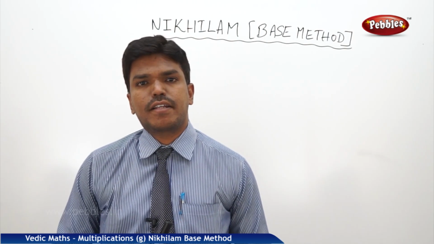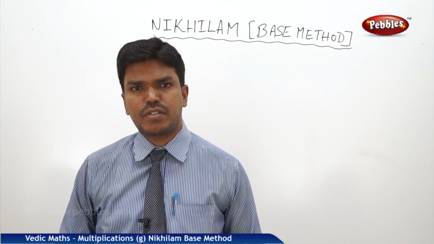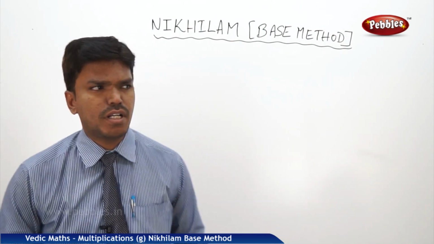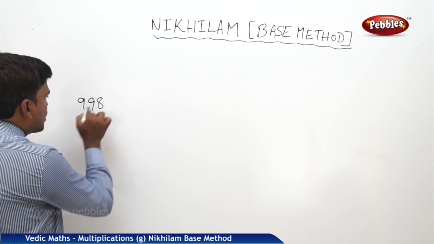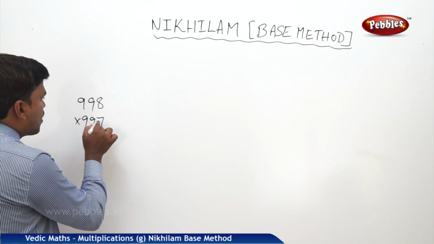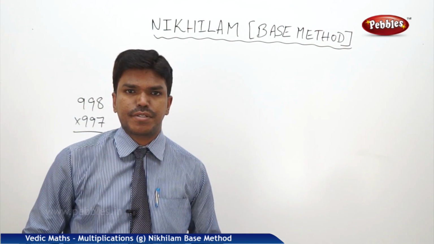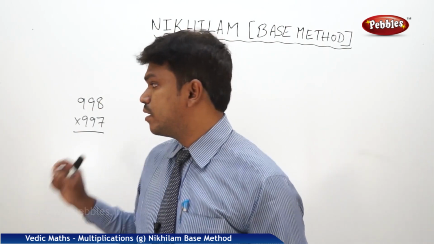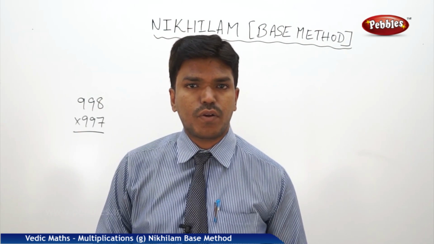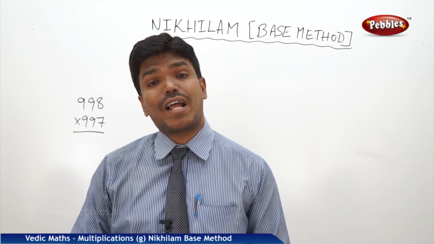If you take two big numbers and you want to multiply them, so what do you think? For example, let us take 998 into 997. I want to multiply these numbers. If you want to multiply these numbers, you will feel it is a little difficult. Why? Because the digits are very big. Yes or no? If the digits are bigger, you will think that it is difficult to calculate.